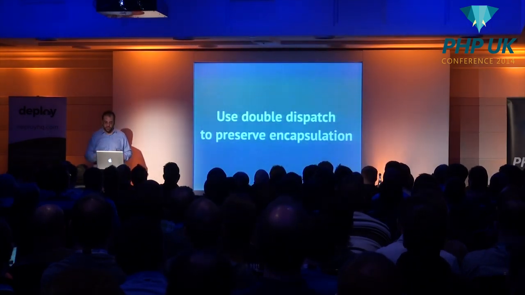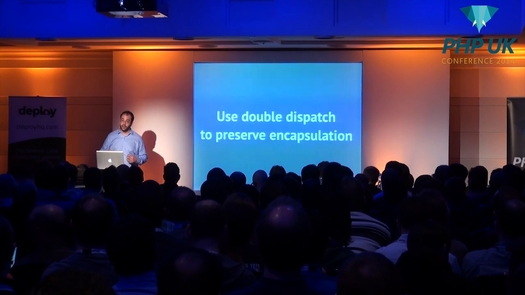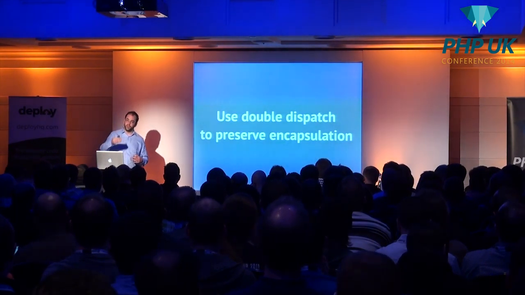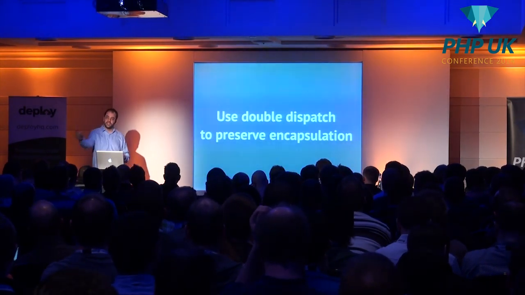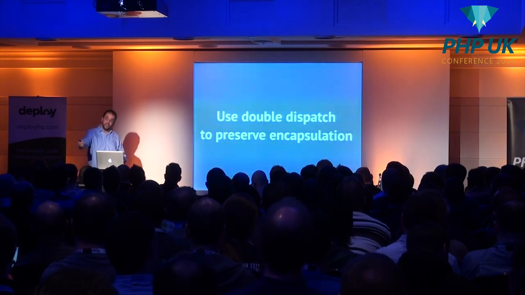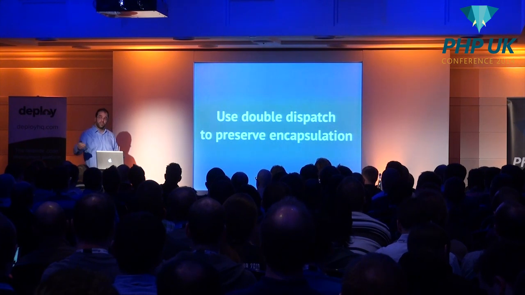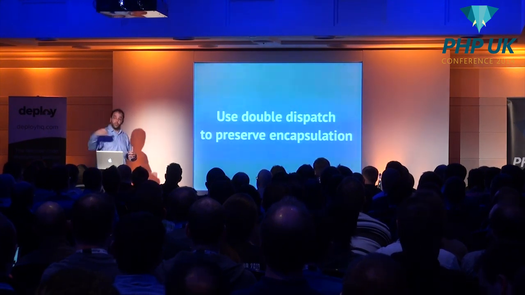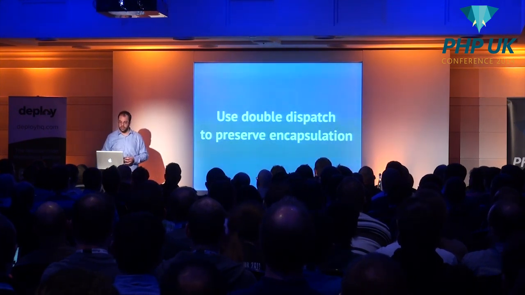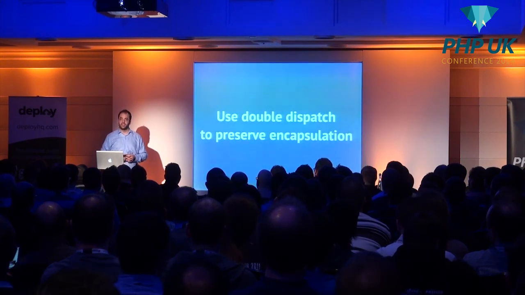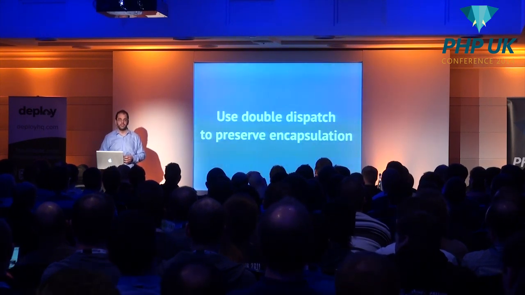This is called double dispatch because on the outside we tell the repository, give us all the customers satisfying this specification. And on the inside, the repository says, okay, specification, give me your representation in SQL, and I will use that to query the database. Still making sense? Yes, awesome.